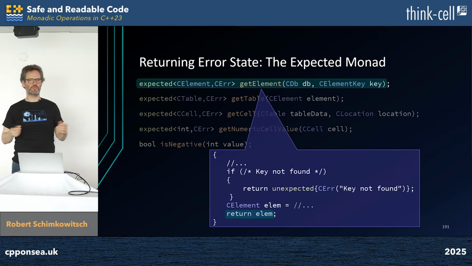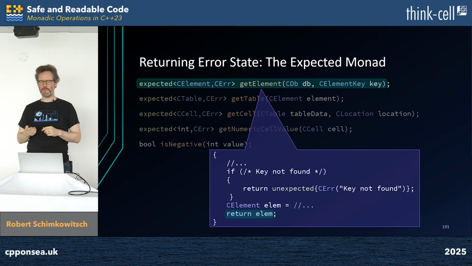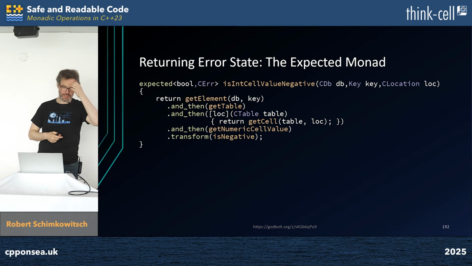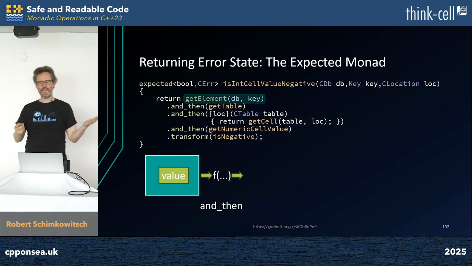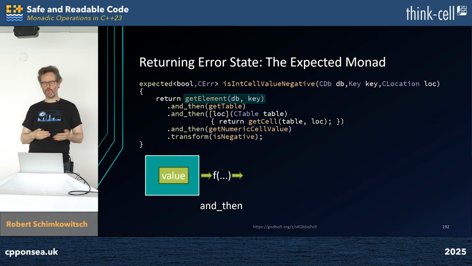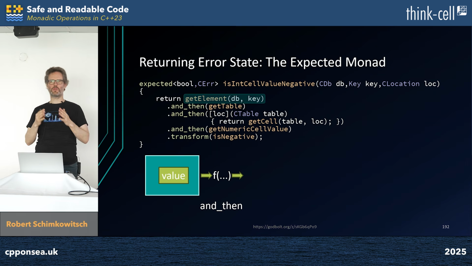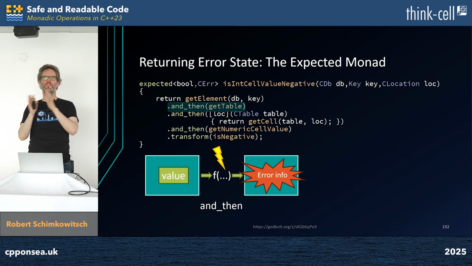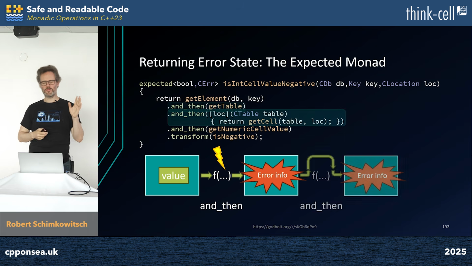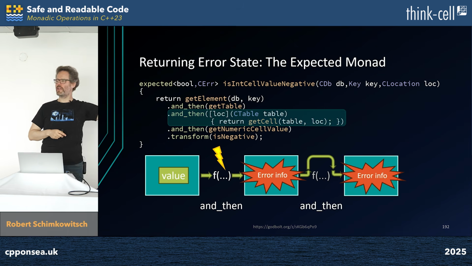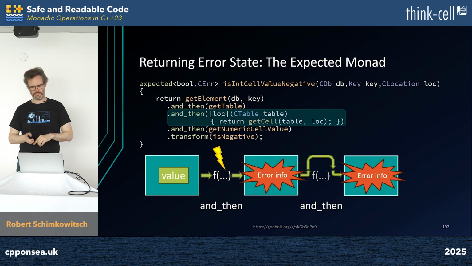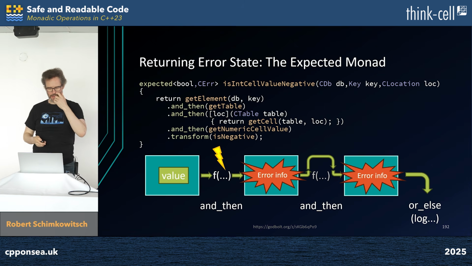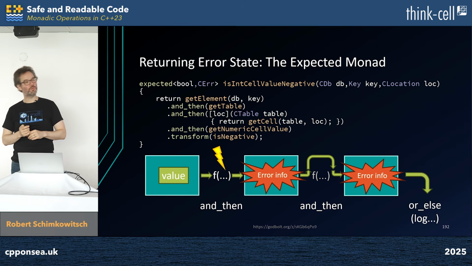If it's okay, we just return the value as before, wrapped in an expected now. The chain of operations is identical, and then works the same way. So it calls the function if expected holds the value type. If something goes wrong, we switch to the error type, and from there on we'll bypass any functions, and the error state is preserved. At the end, we can capture the error state in or else, and do something with it.